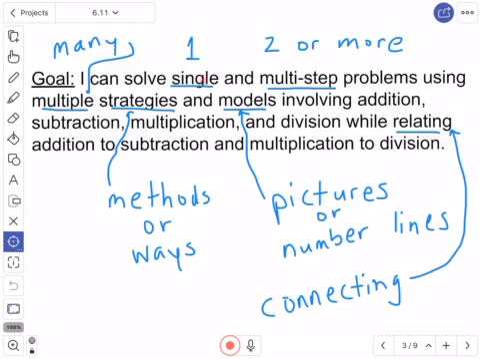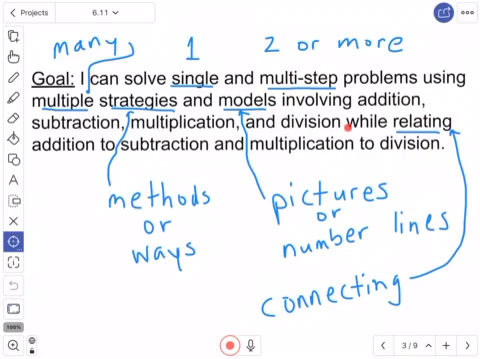They're going to give us a mix of either just one step or two-step word problems using many strategies, methods or ways, and models, pictures or number lines involving addition, subtraction, multiplication, and division. So we're going to be solving just word problems. We're going to try using a lot of different strategies. You've seen me trying to show as many different ways as I can: comparison bars, math mountains, equations, equal group pictures, fast arrays, as many as I can show you.